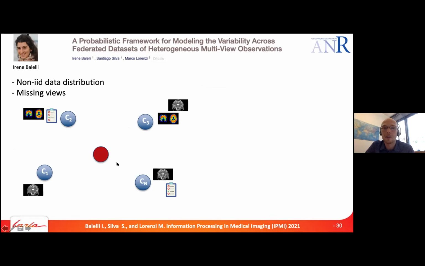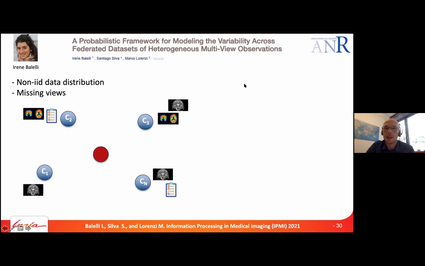Different centers can have different imaging modalities. Some of them can have clinical information, some might not. So there is this sort of heterogeneity. This is not the same heterogeneity we were talking about in the other work. It is non-iid, but missing not at random. So it becomes complicated to deal with, even training a model, because we don't have this general model.